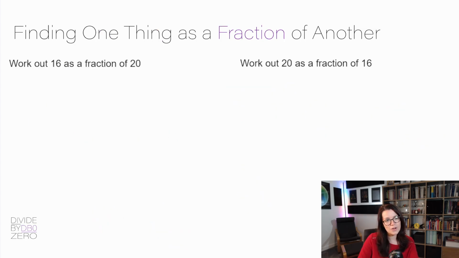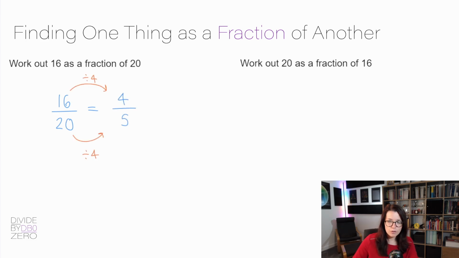Last idea, finding one thing as a fraction of another. So for example, work out 16 as a fraction of 20. All that means is that you want to put 16 on the top of the fraction and 20 on the bottom. And then you can simplify it. So we could divide the top and bottom by 4. That would be 4 over 5.